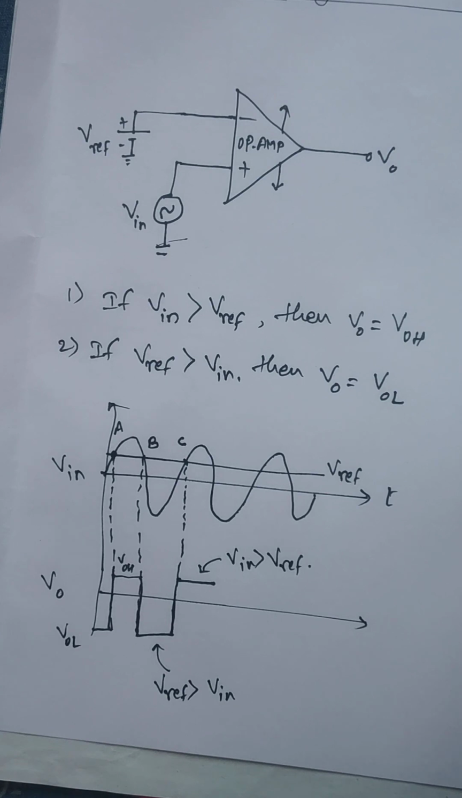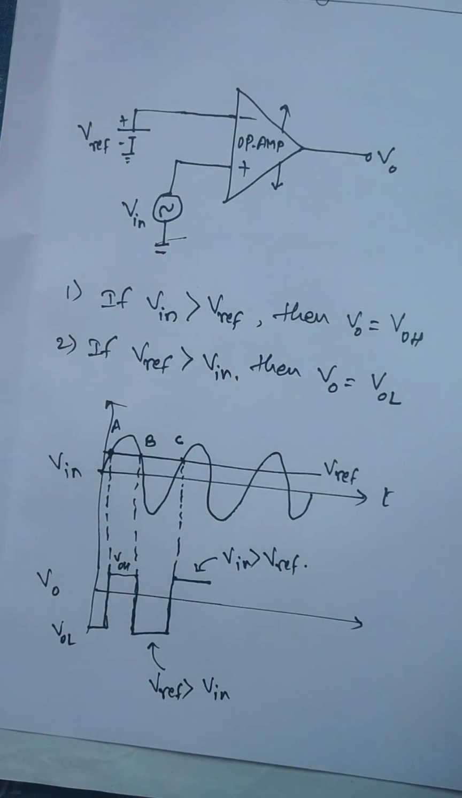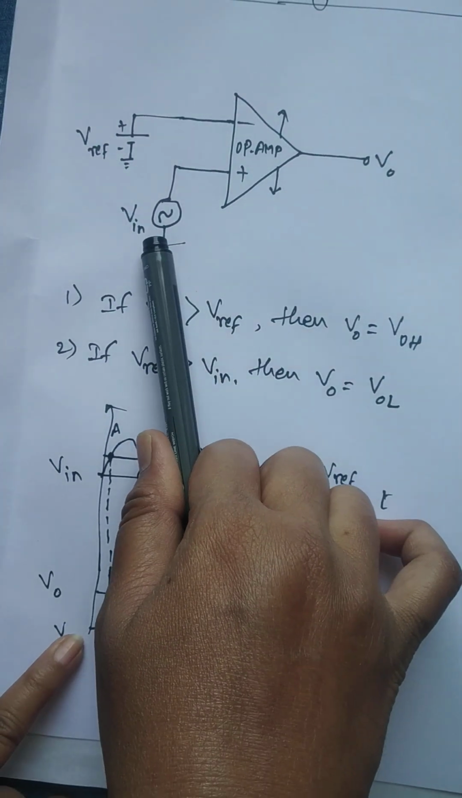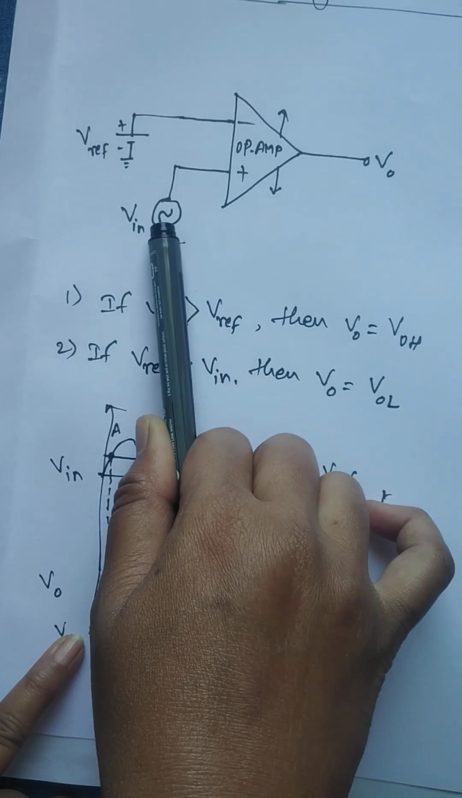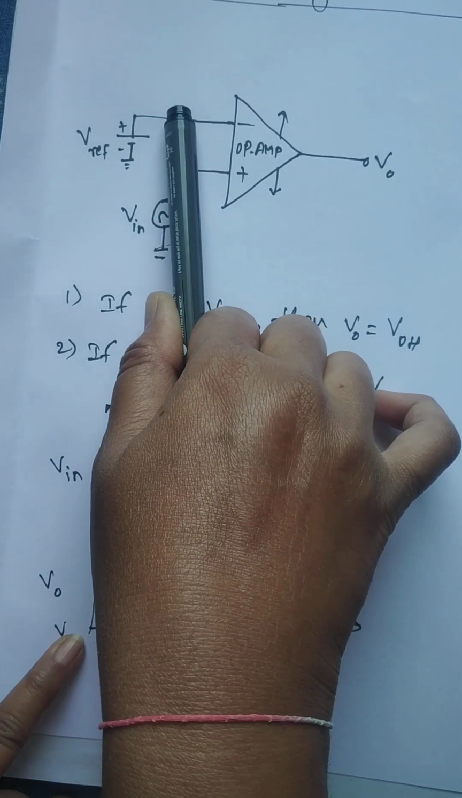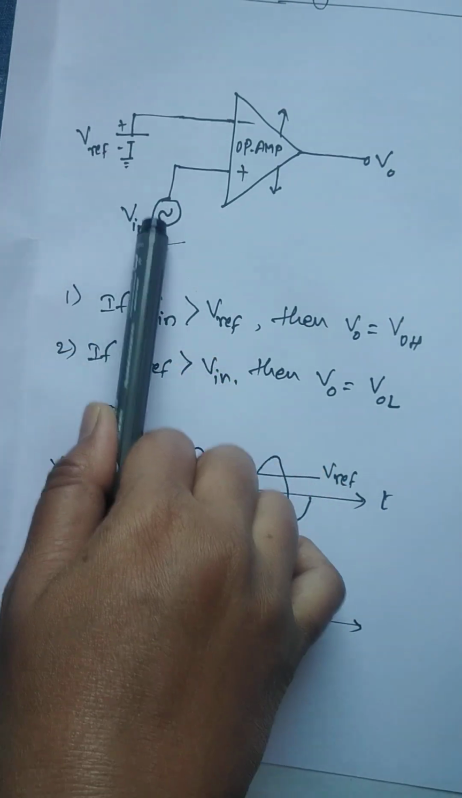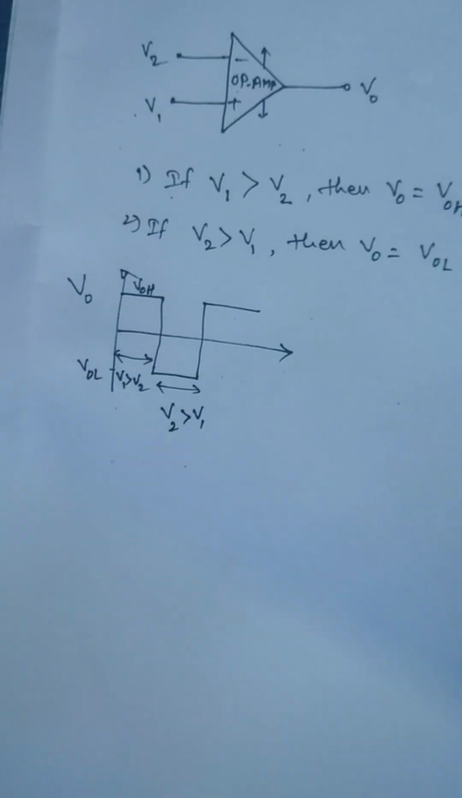Similarly, you can go for the inverting comparator. So what will be the changes in the inverting comparator? Instead of applying this V input to the non-inverting terminal, you have to apply this V input at the inverting terminal, or we can say that just reverse these two voltages. You will get the inverting comparator. Let us draw it.